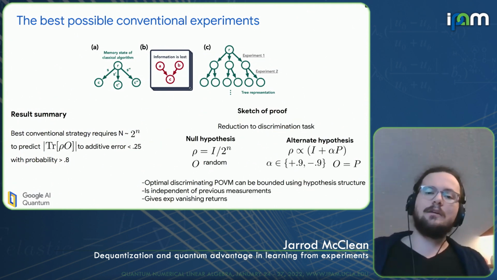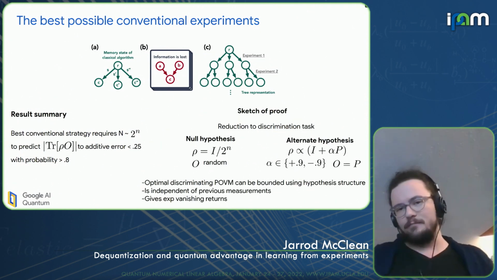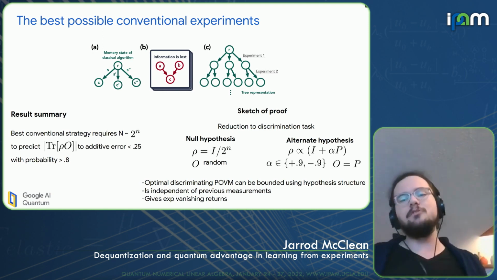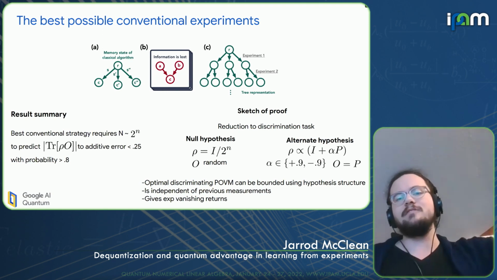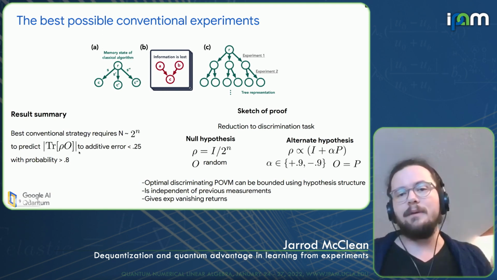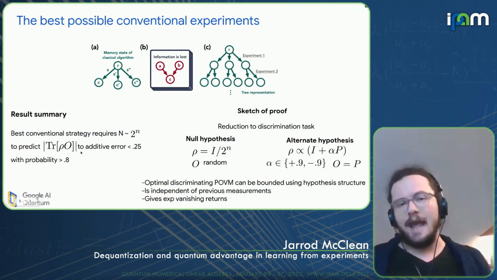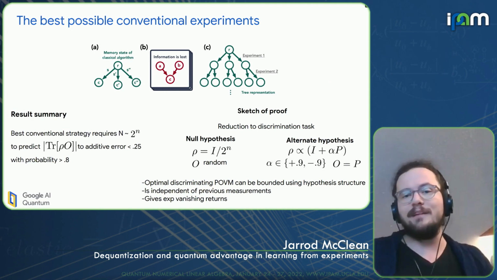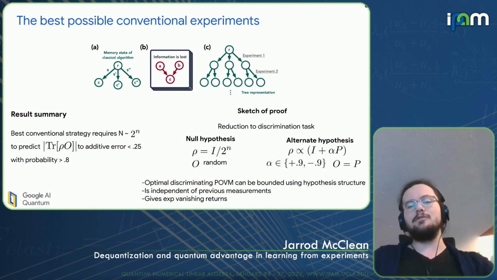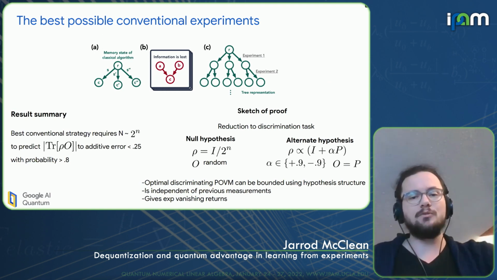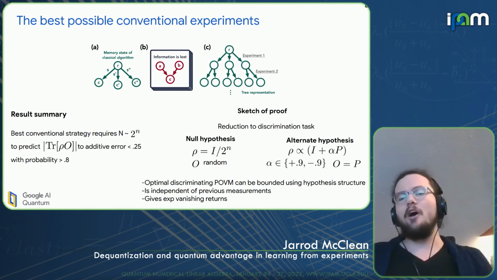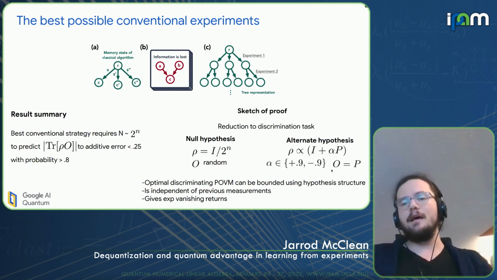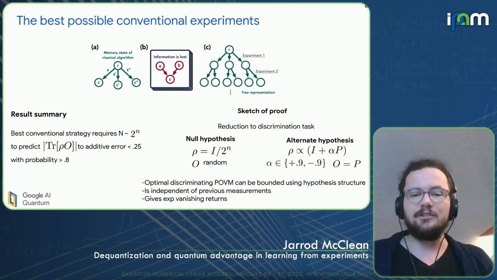And a sketch of what's done. This is a dramatic simplification, but basically we reduce it to a discrimination task and use these new tools that have been developed for distinguishing even adaptive protocols, where at each level of the experiment, you're allowed to use all previous information, and you reduce it to the task of distinguishing between some totally mixed state and this alternate hypothesis of this target state that you want.